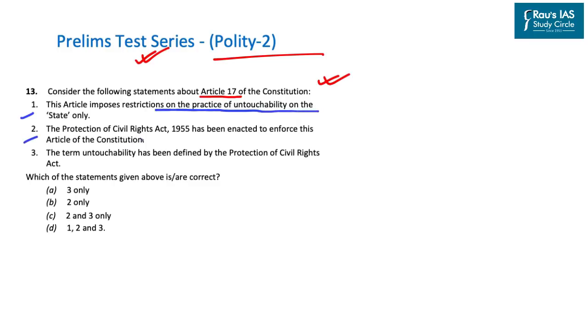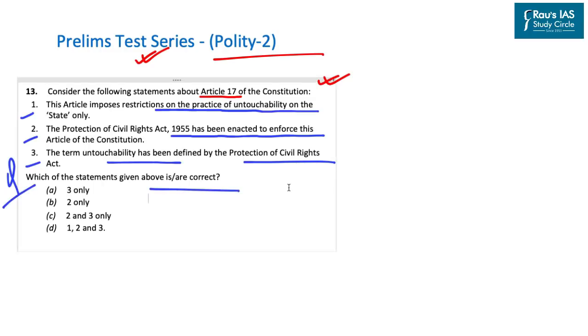Second, the Protection of Civil Rights Act 1955 has been enacted to enforce this article of the Constitution. And third, the term untouchability has been defined by the Protection of Civil Rights Act. So the question was, which of the statements given above is/are correct? So here what we understand is that you not only need to know about fundamental rights and about untouchability, but also various legislations which the government of India has enacted in order to abolish untouchability in India.